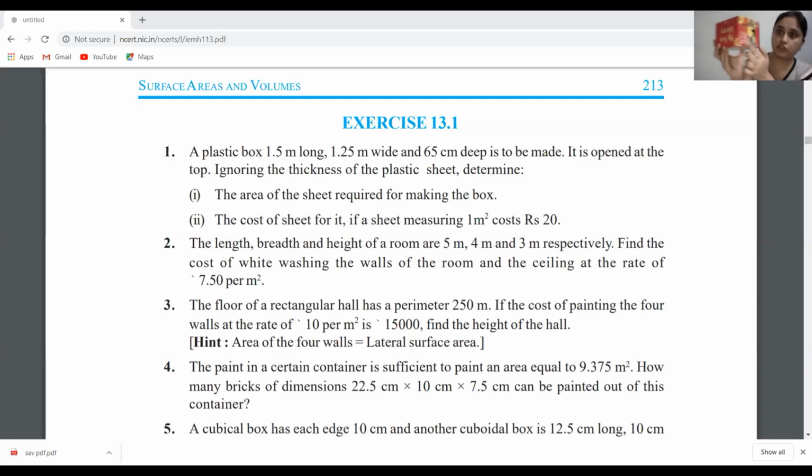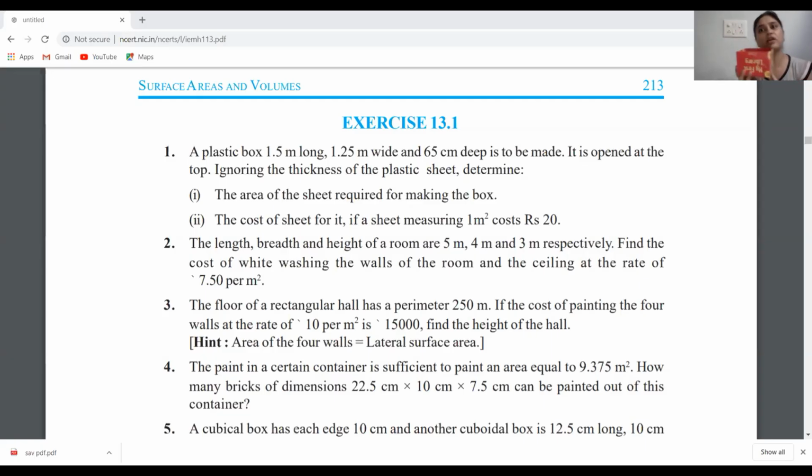Sorry, this is the breadth of the box, which is 1.25 meter. And this is the depth. So the box is deep. So this edge represents the depth of the box. I hope this is clear to you. You can see the picture. So this is an empty box. We're talking about this empty box. So we need to find out the area of the sheet required. So basically we need to find out the area of 5 faces.